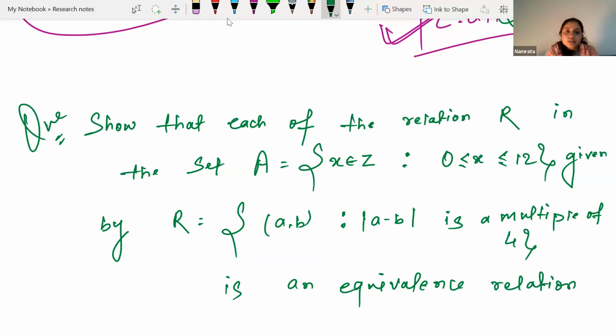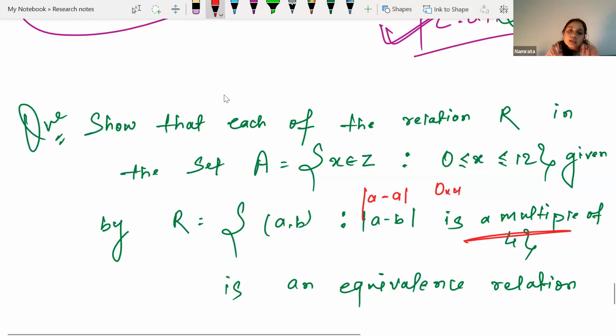So we need to check whether it is reflexive, symmetric and transitive or not. For reflexive, what we will be checking? A comma A must belong to R. A comma A means mod of A minus A must be a multiple of 4. Mod of A minus A is what? 0. 0 is a multiple of 4. Yes, we can say 0 is a multiple of 4. So hence we can say it's a reflexive relation.